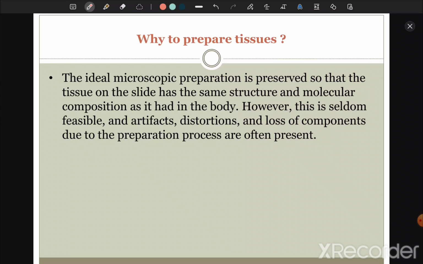However, during the preparation of the tissue, there are still problems like distortion, artifacts, changes in the tissue, and sometimes loss of components of the cell. It depends on how you prepare the tissues.